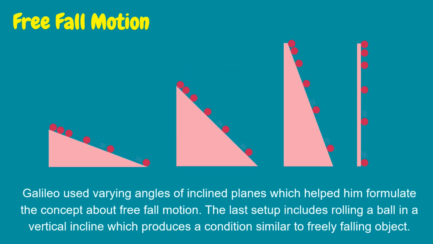Galileo used varying angles of inclined planes which helped him formulate the concept about free fall motion. The last setup includes rolling a ball in a vertical incline which produces a condition similar to a freely falling object.